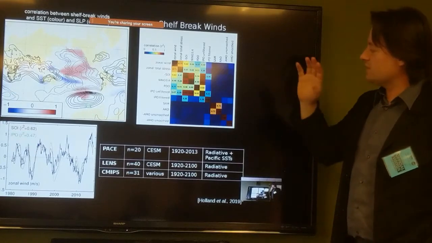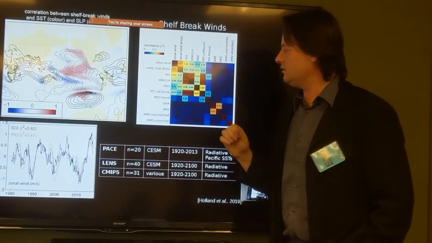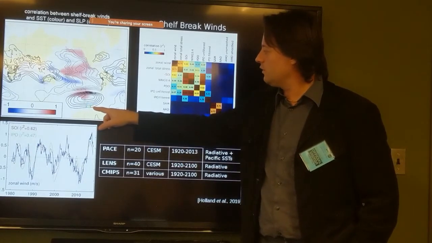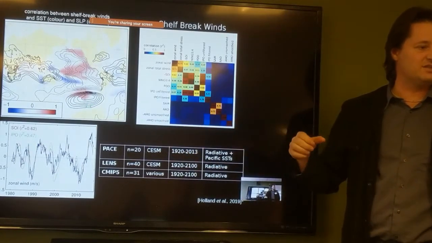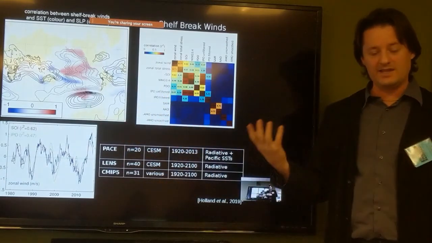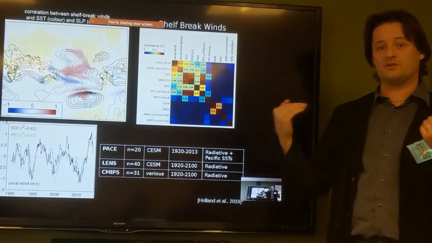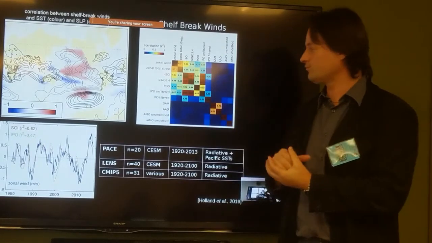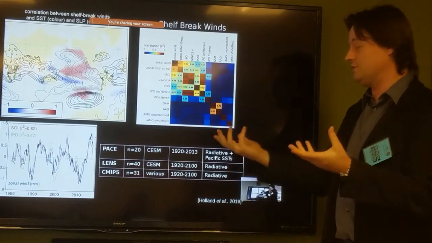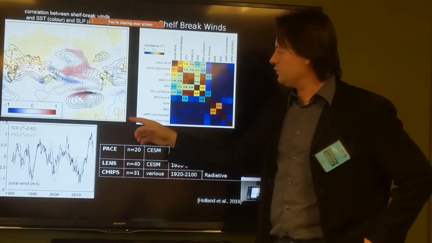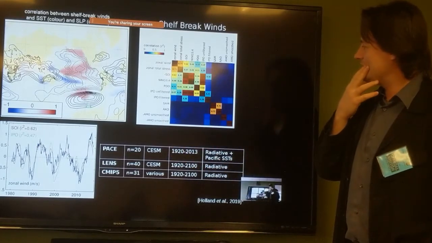Okay, so we can actually use this link to then try to go back in the past and infer what was going on in terms of wind variability over the last century. Because if we know what the variability of the wind has been, maybe we know what the variability of the undercurrent has been, hence the variability of the heat content on the shelf, hence the melt, hence the ice dynamics.